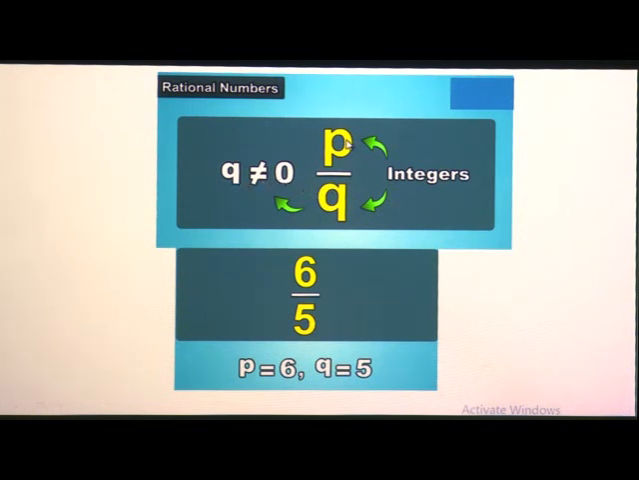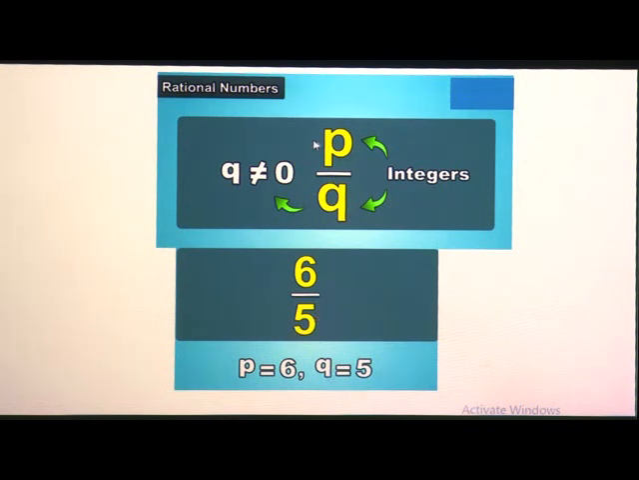So P upon Q is a fraction, or we can say it is integers where Q should not be 0. So Q is not equal to 0. Here Q can be any integer, any number, but it should not be 0. We will see one example, 6 upon 5. Here P is 6, so P is equal to 6 and Q is equal to 5.